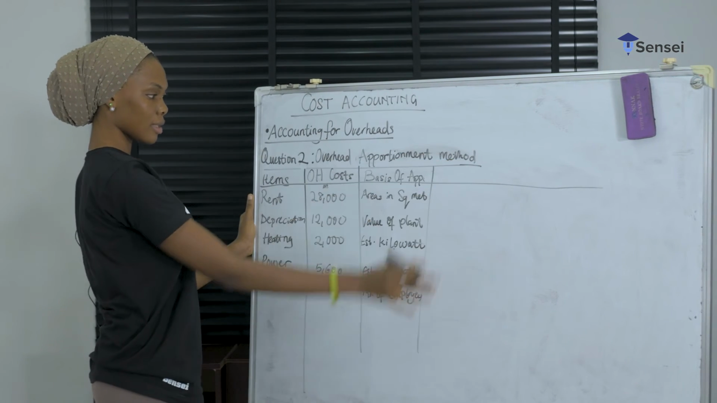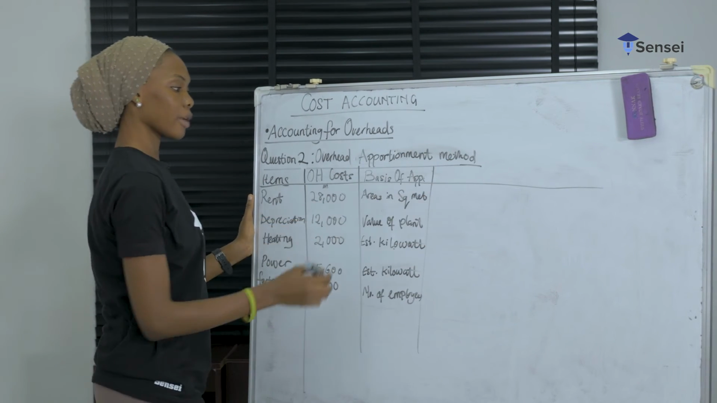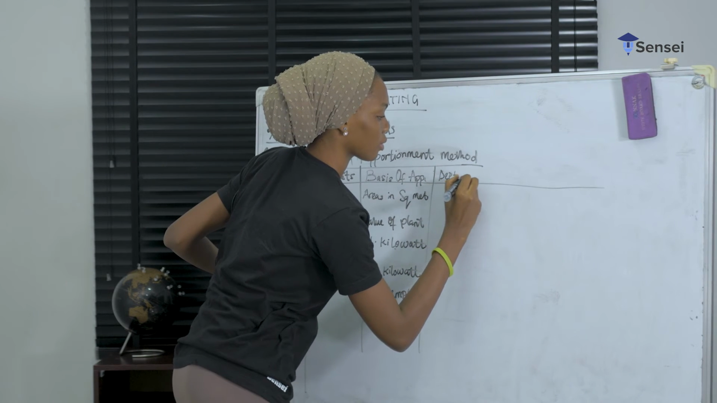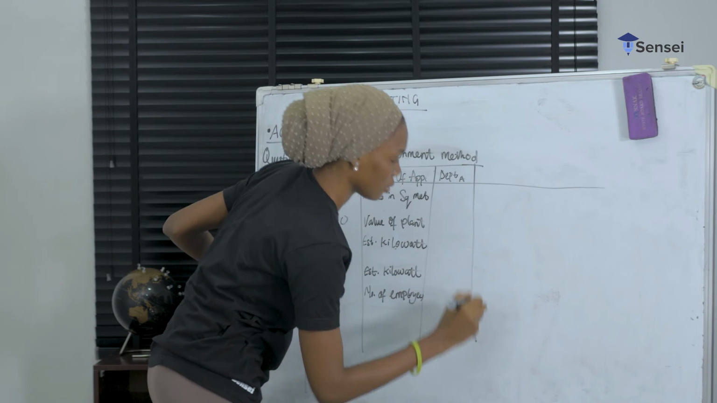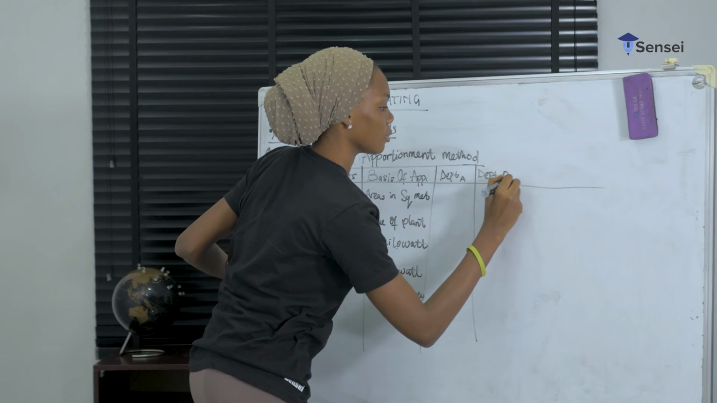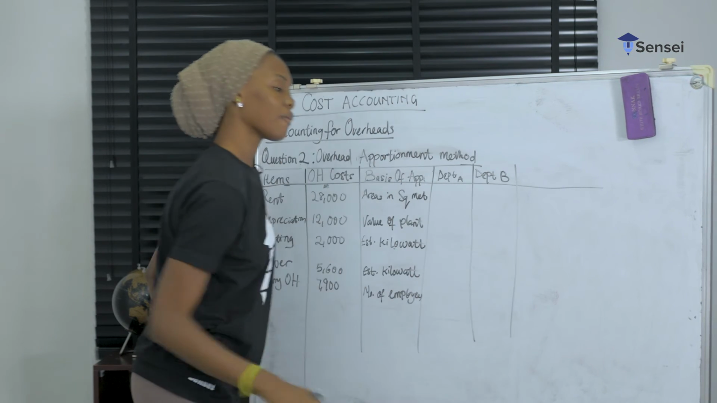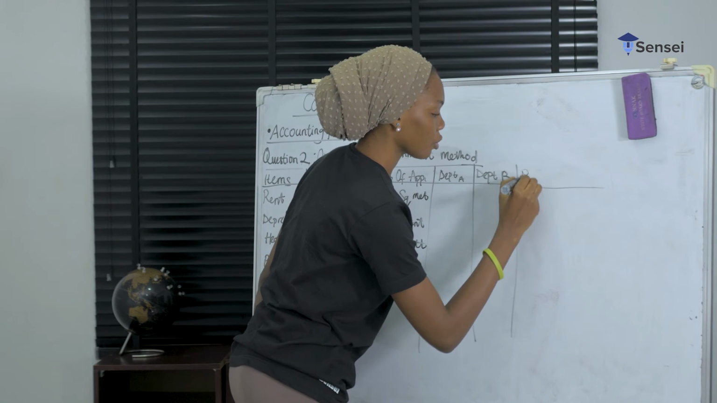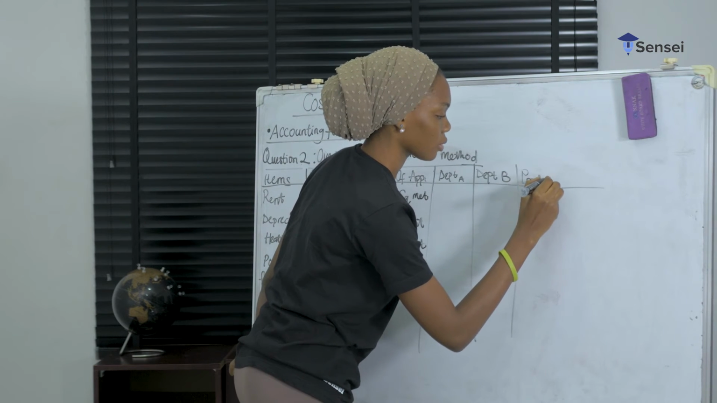So now the next thing we have to input on the table will be Department A. Then we have Department B. Then we have the Service Department, which is also Production Control, as given in the question.